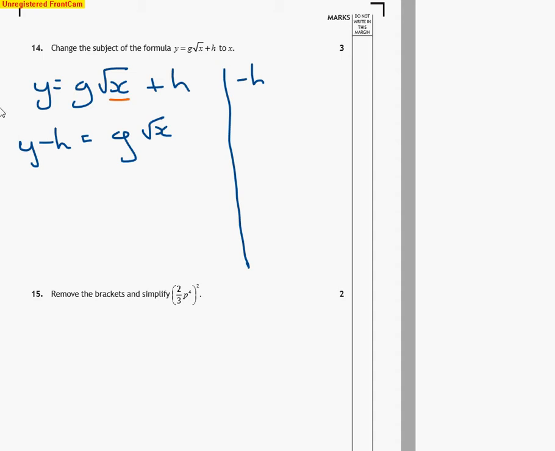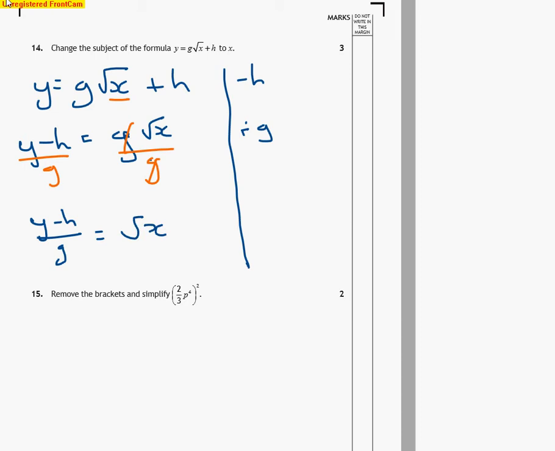And then we're going to do the g. We're doing g times root x, so we're going to divide by g. Again, if you think about it, we're dividing both sides by g. It appears on this side, and on this side it just cancels the g's out. That's why we're doing the opposite. It's okay because we're doing it to both sides of the equation. So that gives me y minus h divided by g is equal to root x.